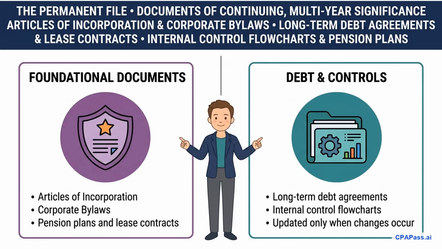So let's break down how audit files are organized, starting with the permanent file. The permanent file contains documents of continuous multi-year significance that are carried forward year after year. You do not recreate these files every year. You simply update them when changes occur.